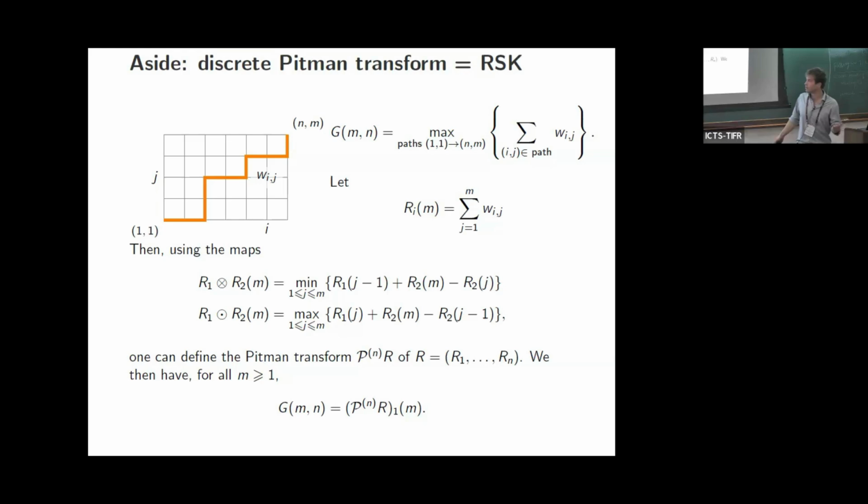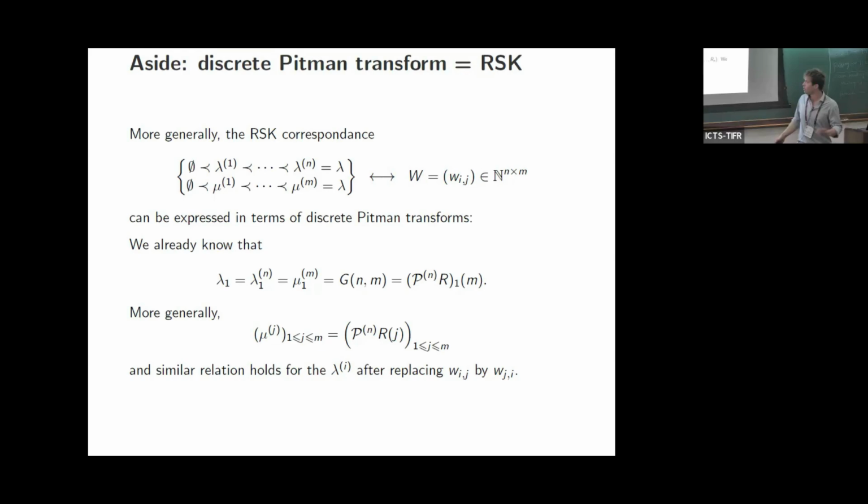More generally, the full RSK correspondence, which was a bijection between sequences of interlaced partitions and my matrix W_ij, can be fully written in terms of those discrete Pitman transforms. There is one case that we have just seen. The partition lambda, its largest component, lambda 1, is the same as lambda 1 n, which is the same as mu 1 m. And this one, I already said that it was equal to G(N,M) under the RSK correspondence, and that is the first component in my Pitman transform.